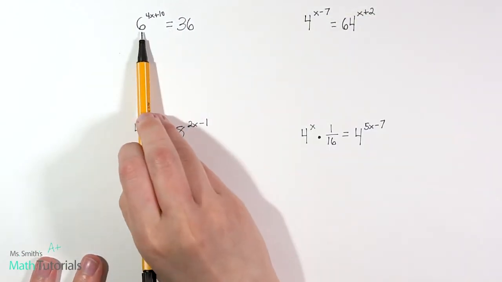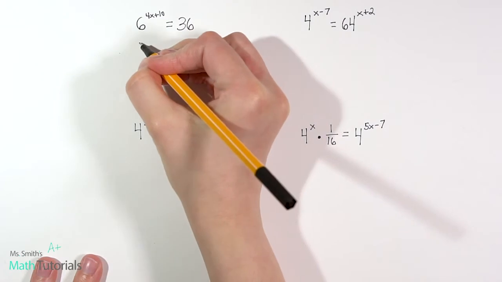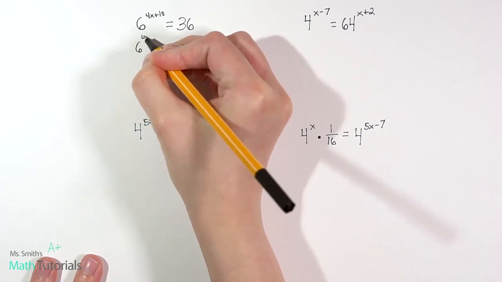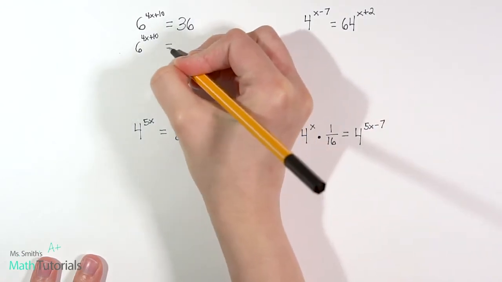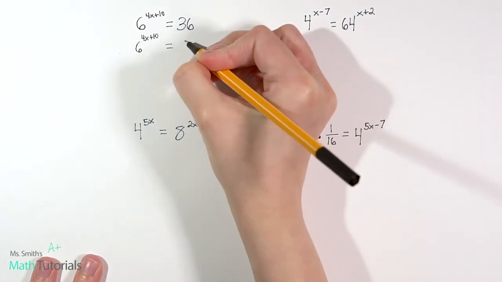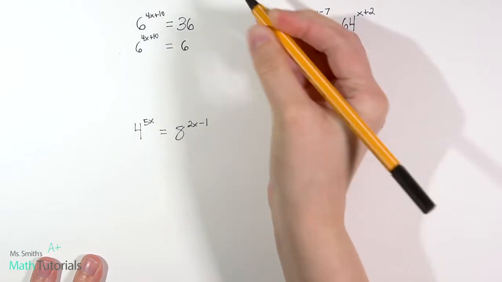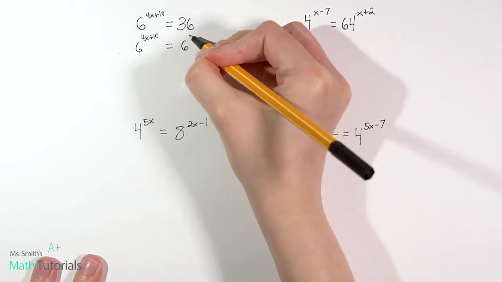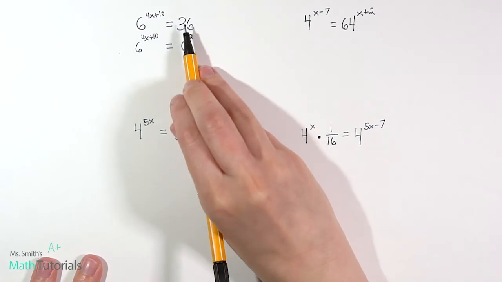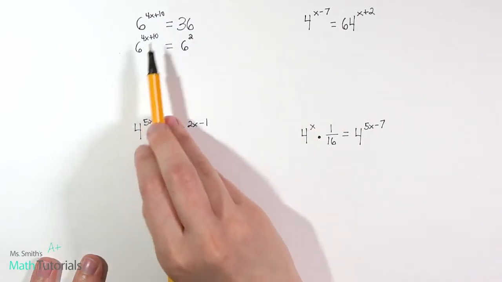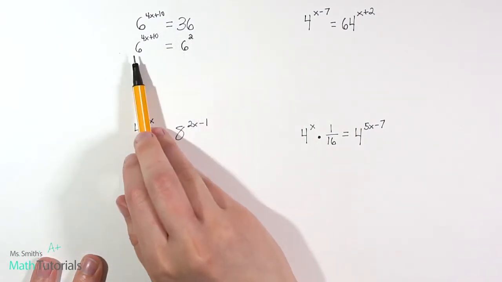So the way we would write that is my same base is going to be 6. So I'm going to go ahead and just bring down this side. 6 to the 4x plus 10 equals, and then I want my new base to be 6, and it's 6 to the what power? Second power, right? Because 6 squared is 36. So you see how I created something equivalent so that now I have like bases.